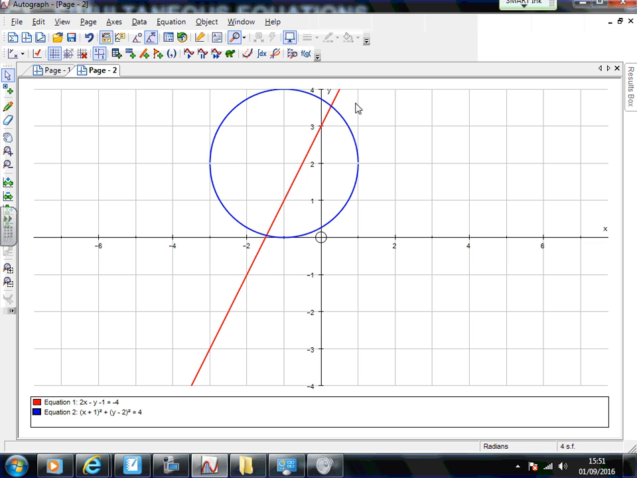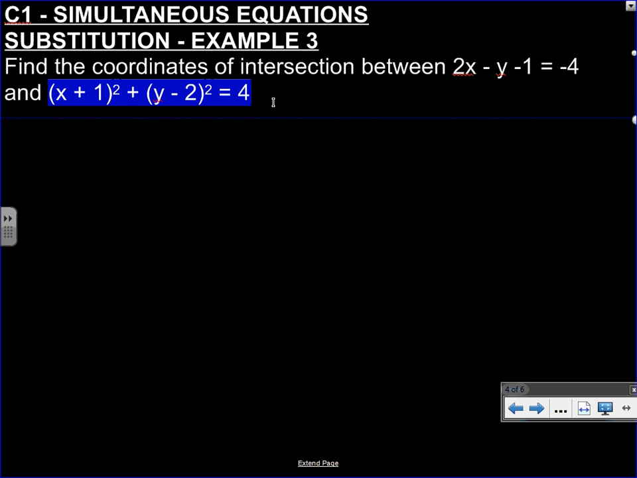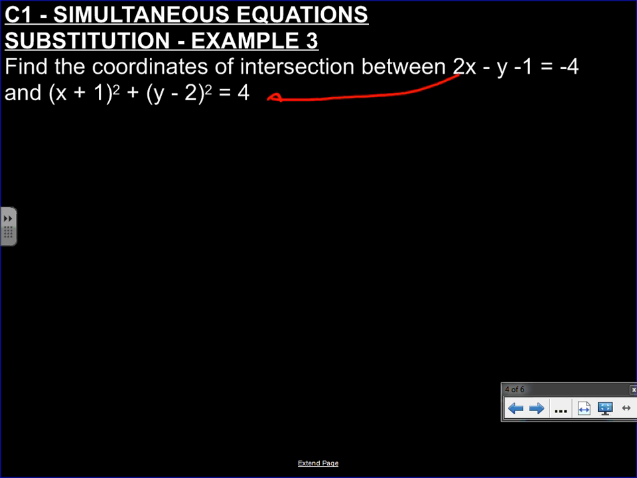And let's just see what happens when this line and circle interact. So you can see graphically that they cross at 2 points. So I'm looking for 2 coordinates of intersection. And that's what simultaneous equations are. That's the key thing to remember. They are 2 graphs crossing, or not crossing if there aren't any solutions, but we'll assume that there are solutions, and we need to remove one of the variables, eliminate one of the variables via substitution.